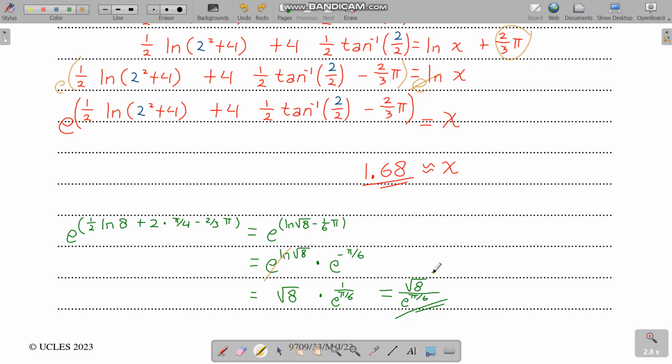And the final answer in the simplest form, exact value, would be √8 over e to the power of pi over 6. But again, you don't need exact value. You can stop right here. You don't have to waste time and do the ones in green.